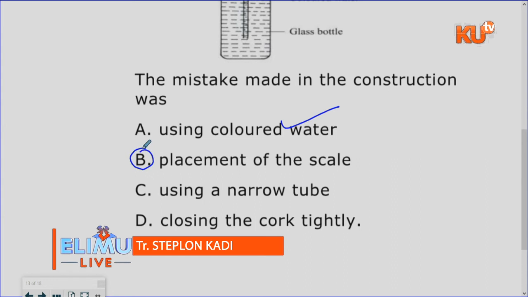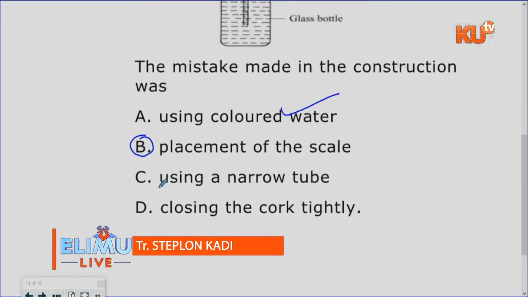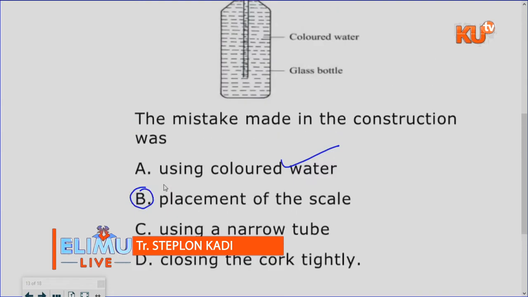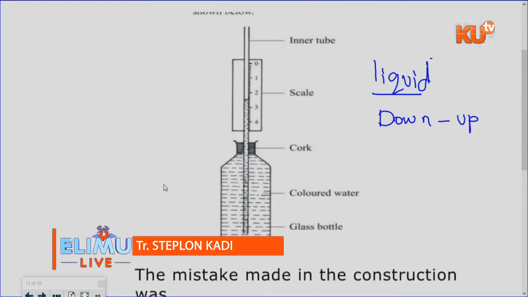We look at using an arrow tube. That is a correct step. Then closing the cork tightly. You look at the cork. The cork is down there, which is correct.